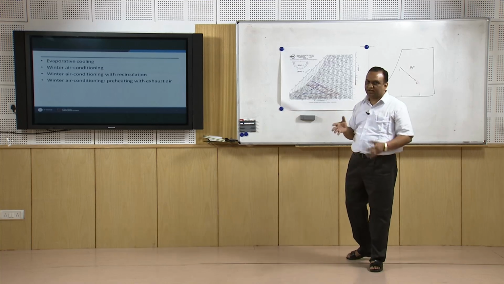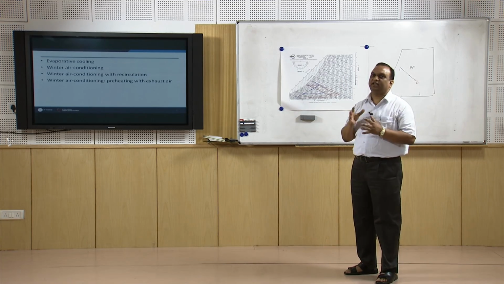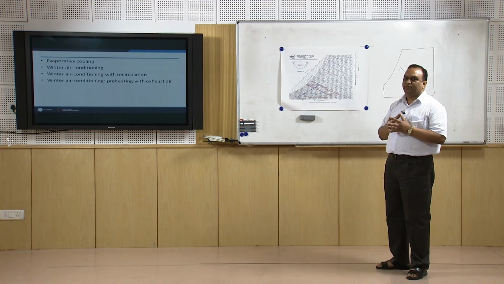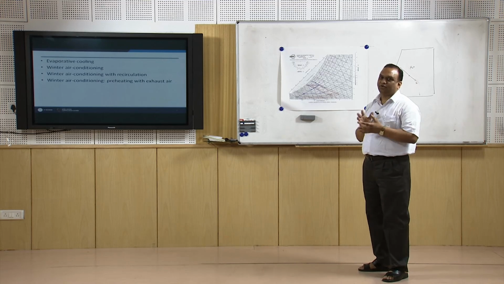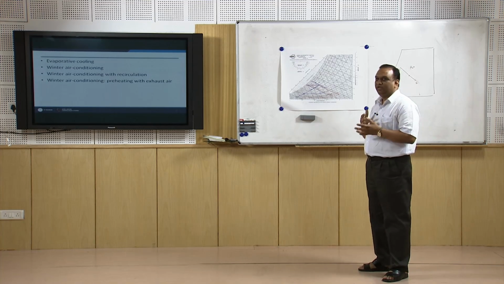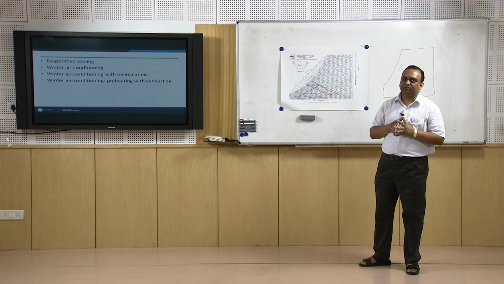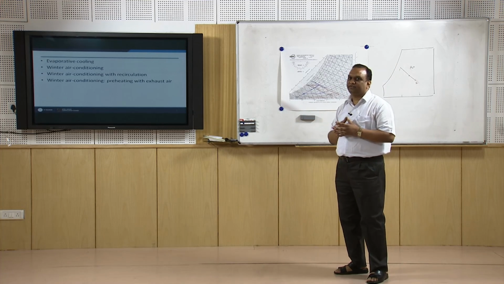But we should remember that in air conditioning processes, two things are important while designing a system. One is bypass factor. Bypass factor should be as low as possible in order to save energy, and wherever possible, we should take advantage of waste heat or waste energy so that net energy consumption in the system is minimum. With this, I conclude my today's lecture.